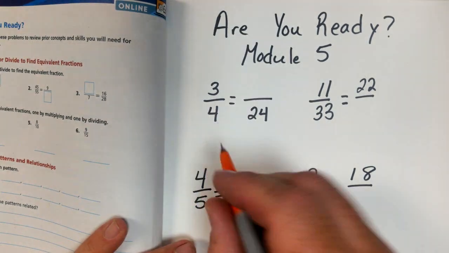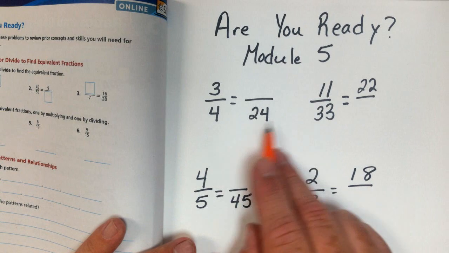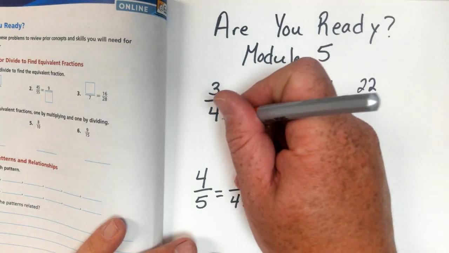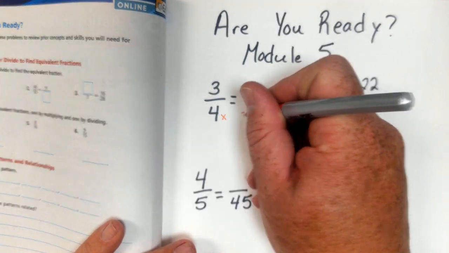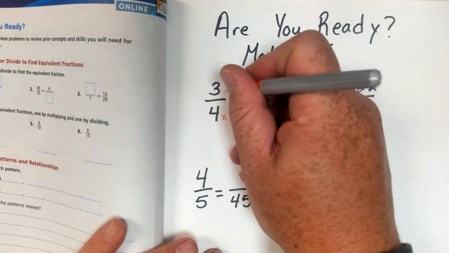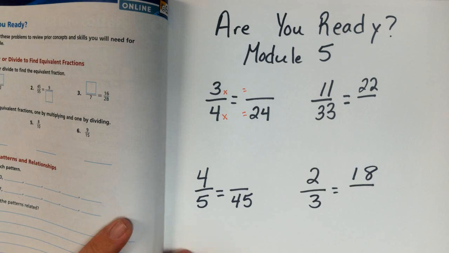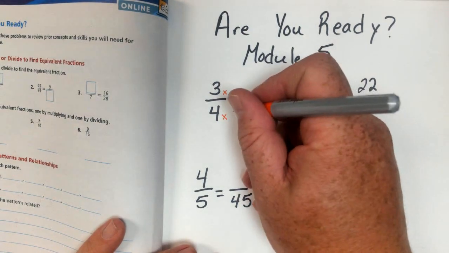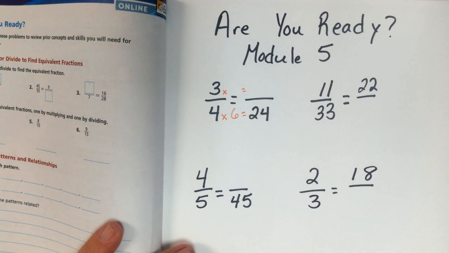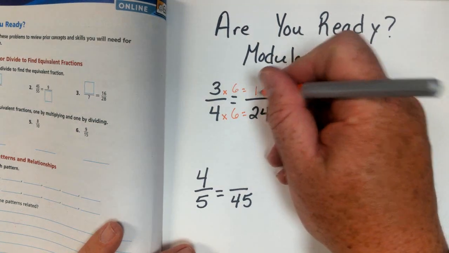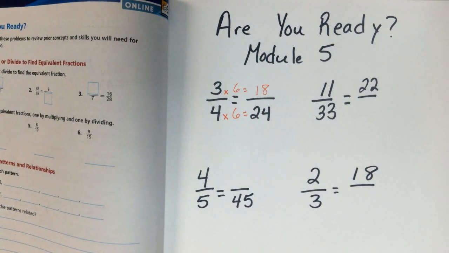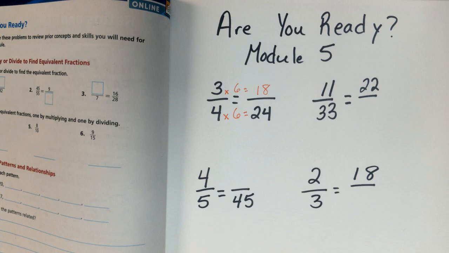If we're looking for an equivalent fraction of 3/4 that has a denominator of 24, we would want to take 4 times something to equal 24. And whenever I multiply times the bottom, I also have to multiply times the top. So 4 times what is 24? That would be 6, right? And then 3 times 6 is 18. So 18/24 is my equivalent fraction.